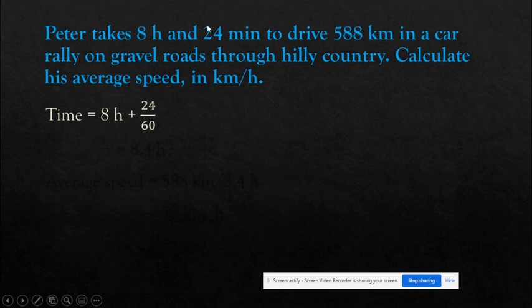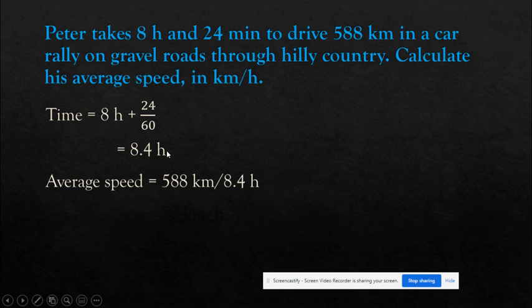If we have to now take that one step further, we've got Peter. He takes 8 hours and 24 minutes to drive 588 kilometers in his car. Calculate his average speed. So we've got 8 hours, and then we want to put that into a decimal first. So we've got 24 over 60 because there's 60 minutes in an hour. Change that into our fraction, and we get 8.4 hours. So now put it as a rate: 588 kilometers per 8.4 hours. What do we do to the time? We divide it by 8.4, and so we've just got 1 hour, and we divide the kilometers by 8.4, and we get 70 kilometers per hour. Beautiful. Thank you very much.